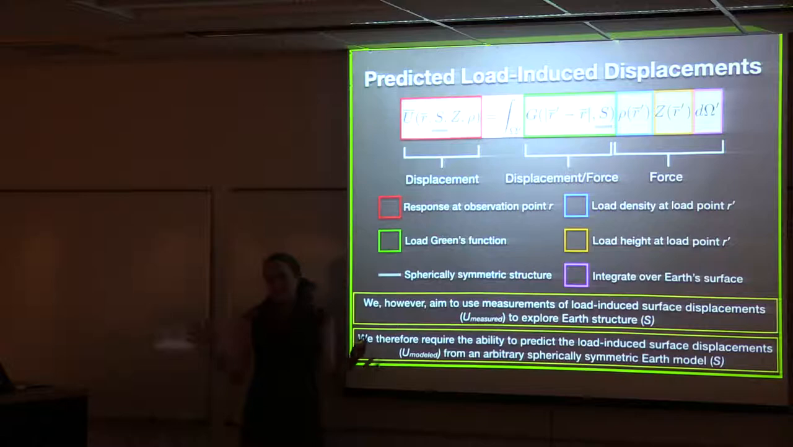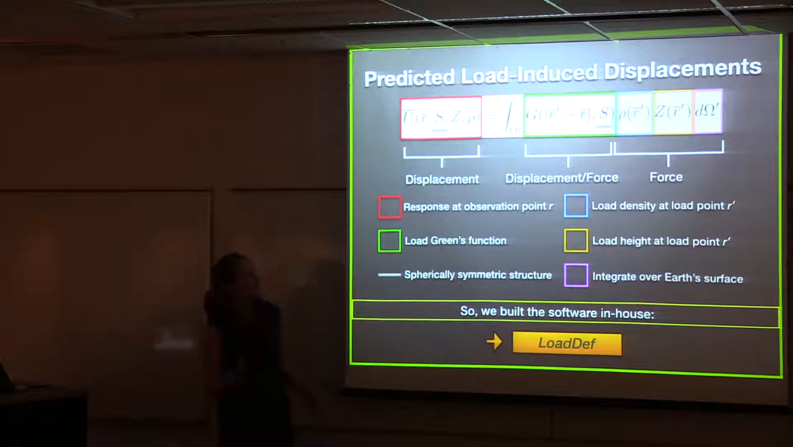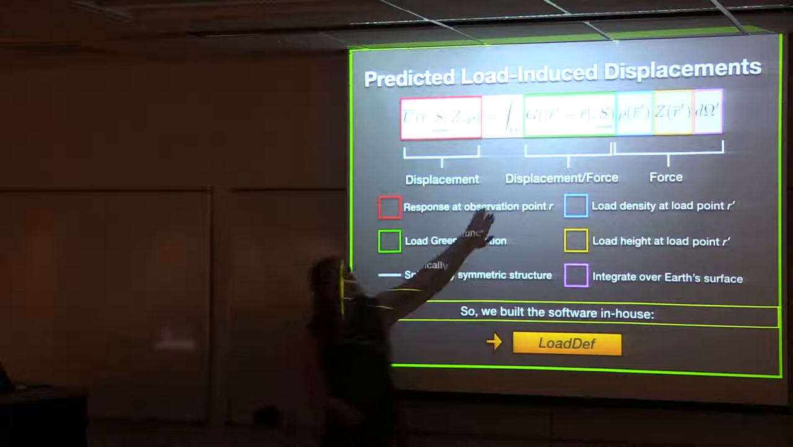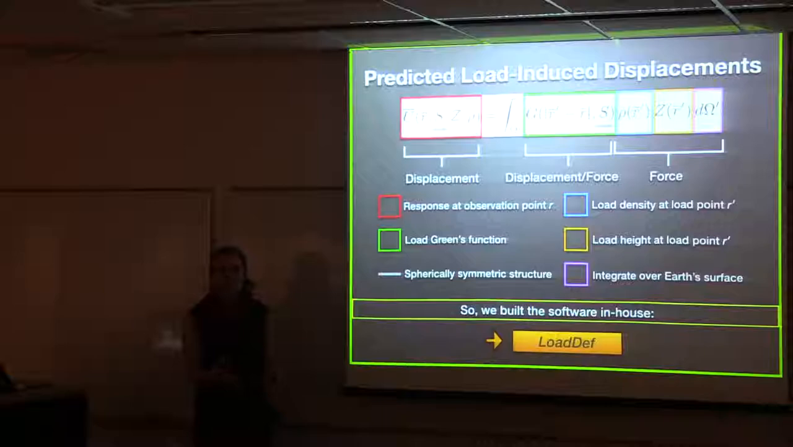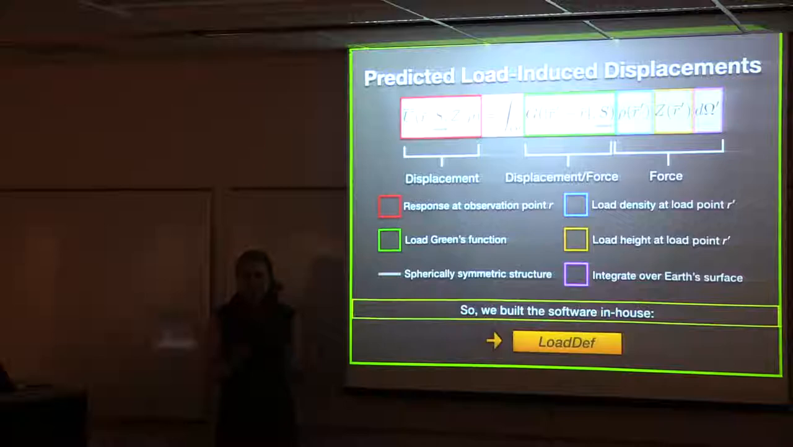And so what we did was we built this software in-house ourselves to be able to generate the Green's functions for any spherically symmetric Earth model. We're calling this software LoadDef, and we feel like it's to a point now where it's ready to be released to the public. Students at University of Montana are already working with the software. So if anyone's interested in playing around with it, experimenting with it, please let me know. We'd be happy to have you work with it.